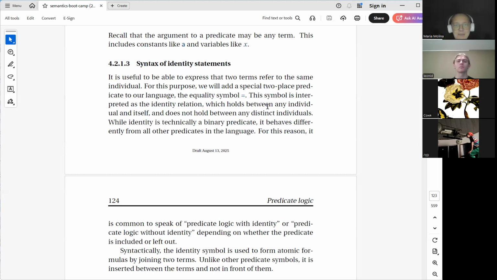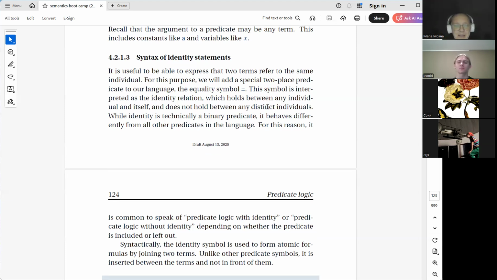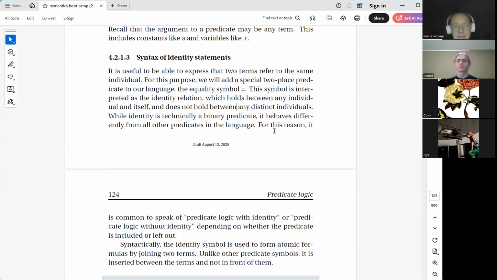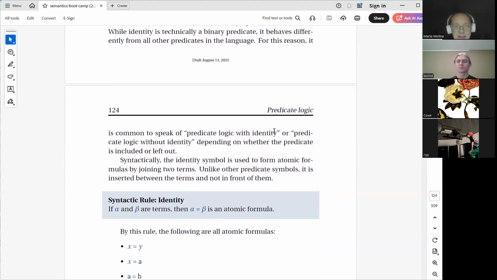Linguist is not a predicate here. And technically, this equality symbol, which gives us identity, is a binary predicate because it combines 2 terms, right? But it behaves differently from all the other predicates.